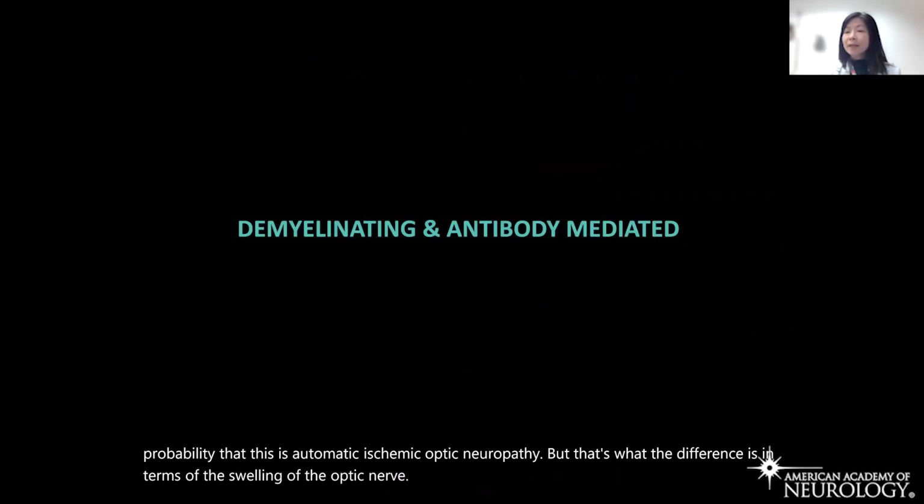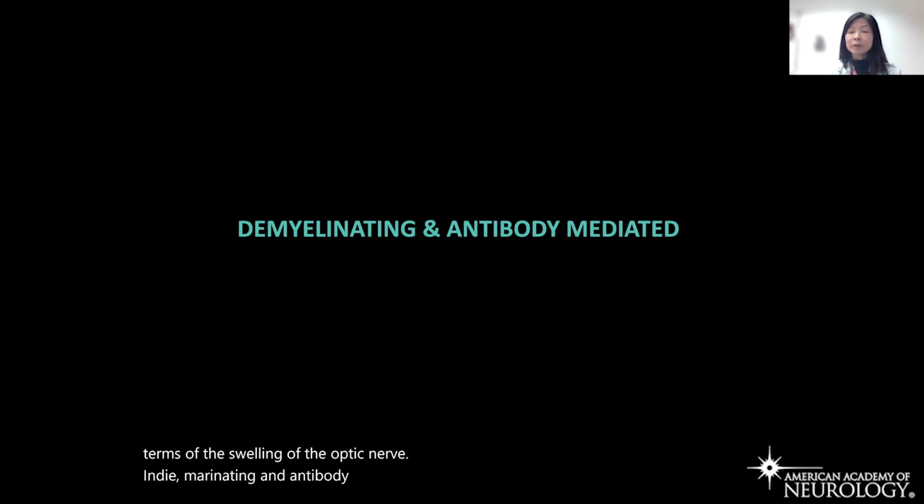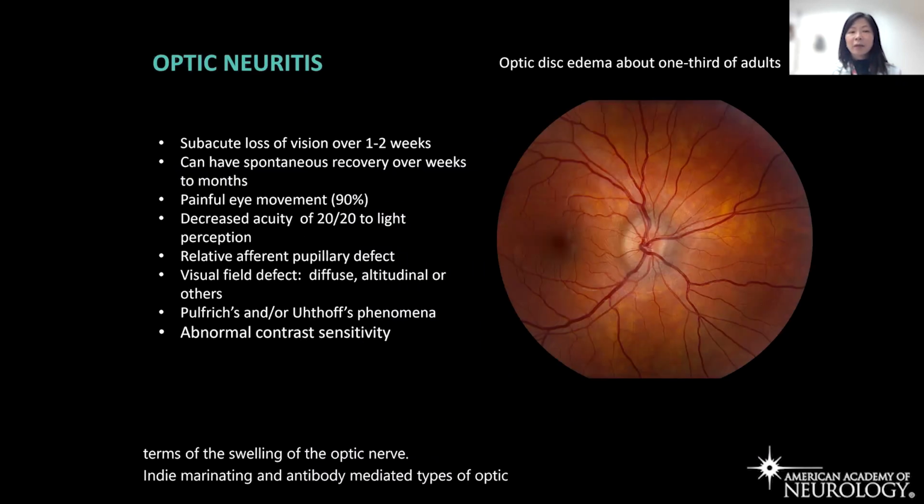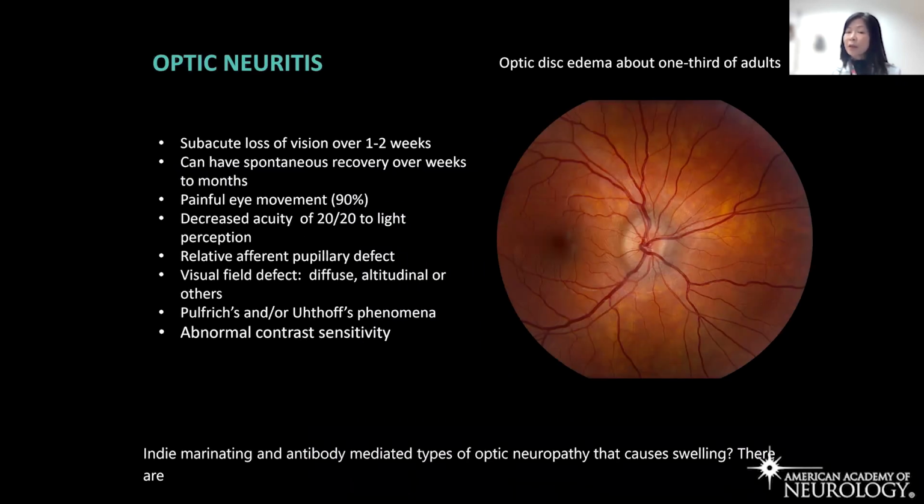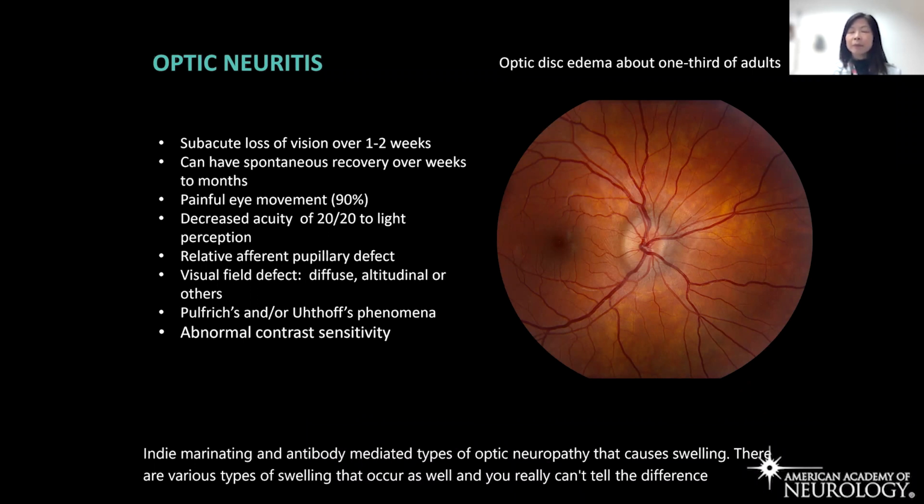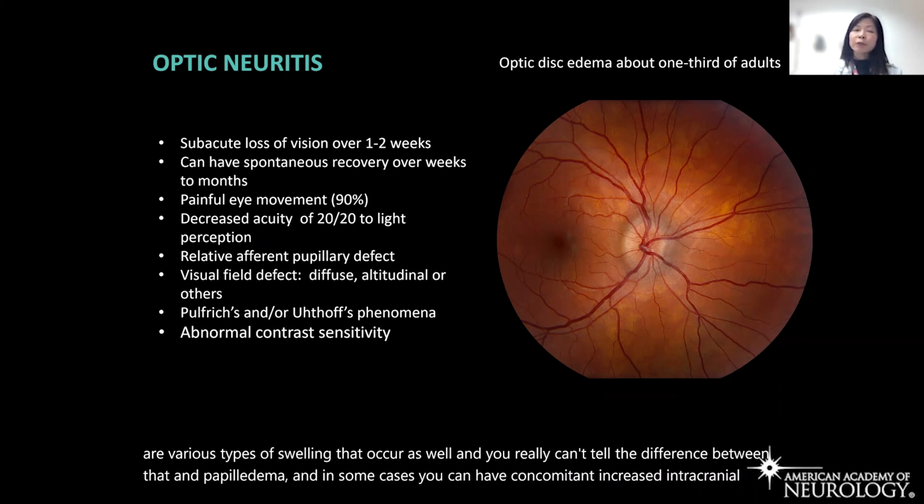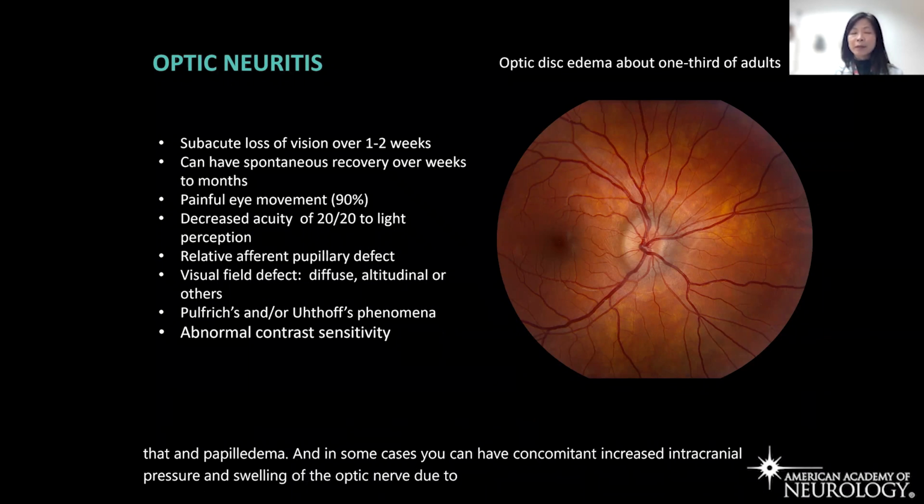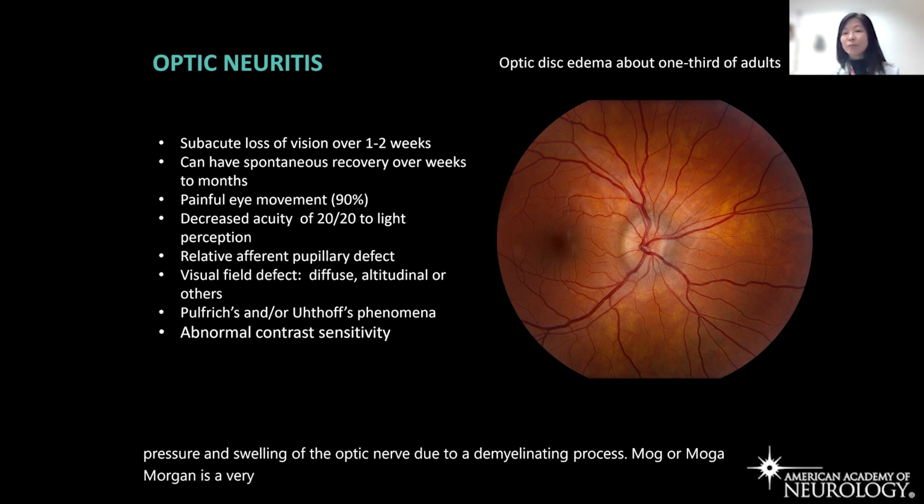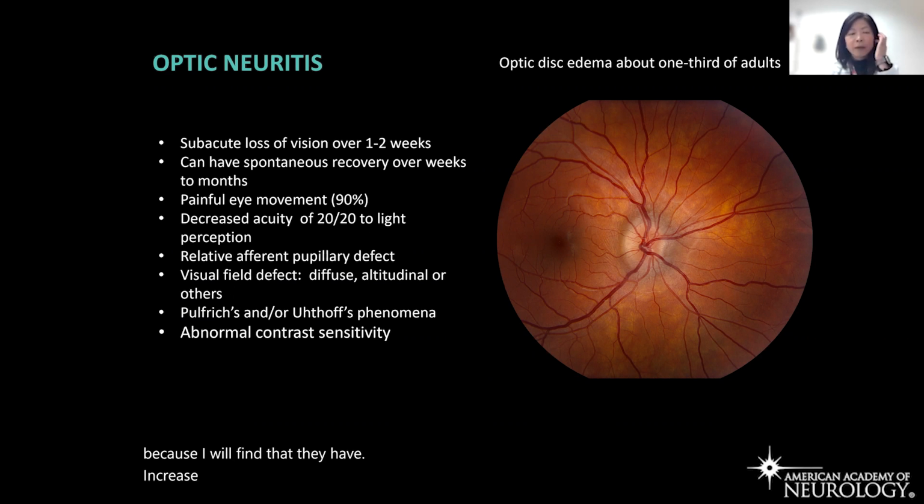In demyelinating and antibody-mediated types of optic neuropathy that cause swelling, there are various types of swelling that occur as well, and you really can't tell the difference between that and papilledema. And in some cases, you can have concomitant increased intracranial pressure and swelling of the optic nerve due to a demyelinating process. MOG or MOGAD is a very common one that associates with both, that I often don't dismiss because I will find that they have increased intracranial pressure as well.